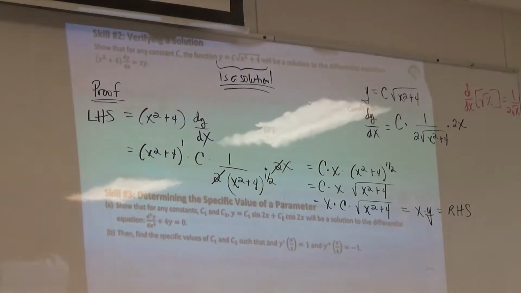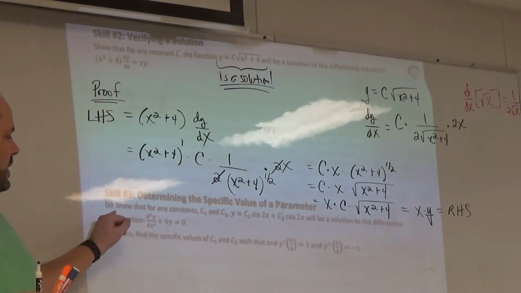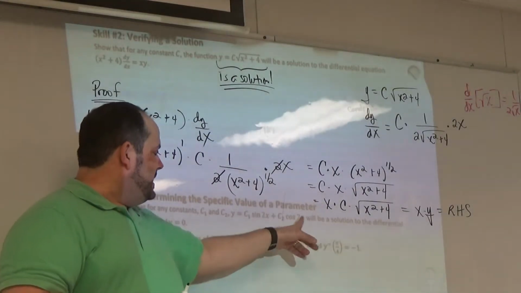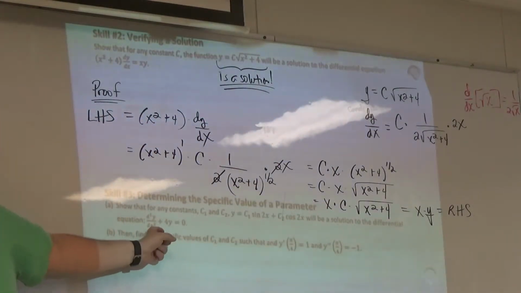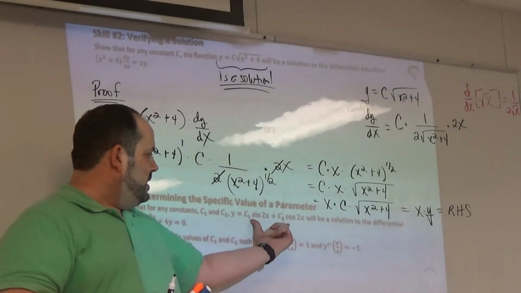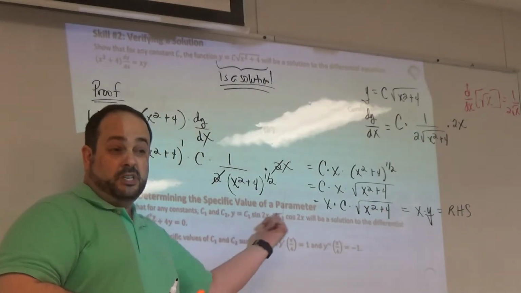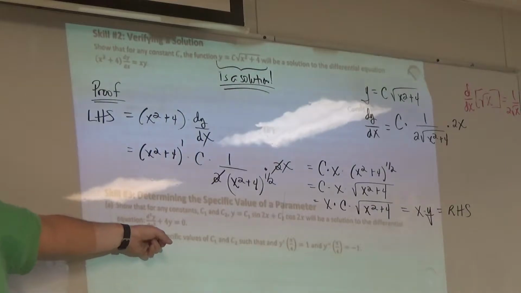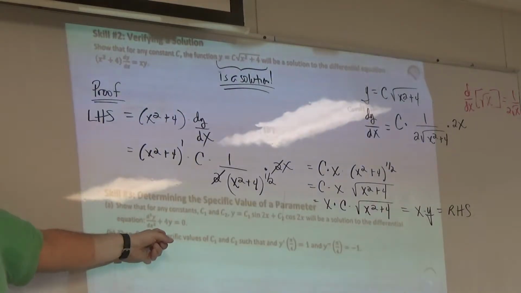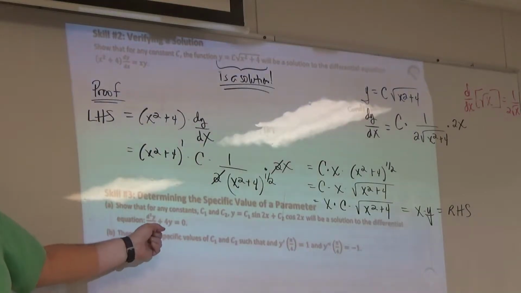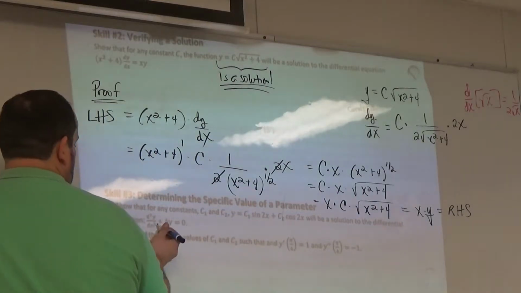All right, see what you guys can do with this one. I want you to show that for any constants C1 and C2, this guy here is a solution to that differential equation. So I'm giving you a curve involving C1 and C2. C1 and C2 are constants. And I need you to show me that it actually is a solution to d squared y dx squared plus 4y equals 0. Before you guys get started, d squared y dx squared means the second derivative.